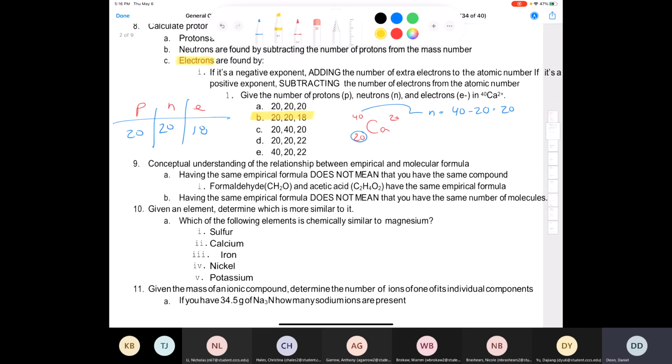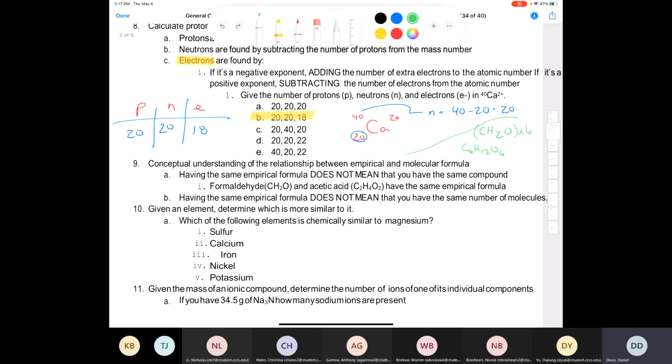All right, let's just discuss number 9. It says conceptual understanding of the relationship between empirical formula and molecular formula. Having the same empirical formula does not mean you have the same compound, right? Let's say I give you the question to solve for an empirical formula, and you figure out that it's CH2O. Well, does that mean that the only way you can put those together would be to make formaldehyde? But what if that's just an empirical formula? What if you multiply this whole thing by 6, you get C6H12O6, which you probably recognize as being the molecular formula for glucose, okay? Acetic acid also has the same empirical formula as formaldehyde, which is CH2O.